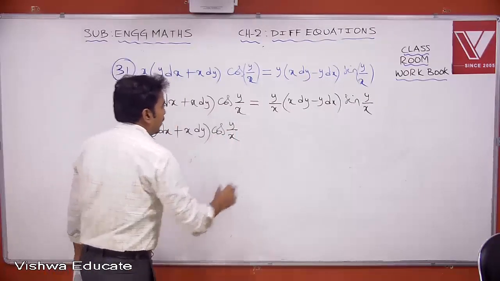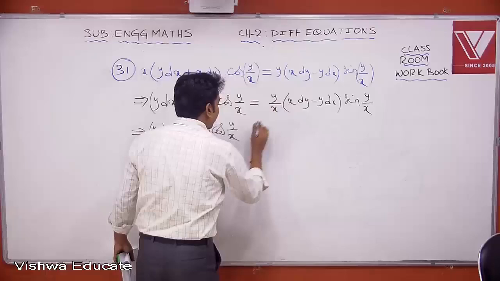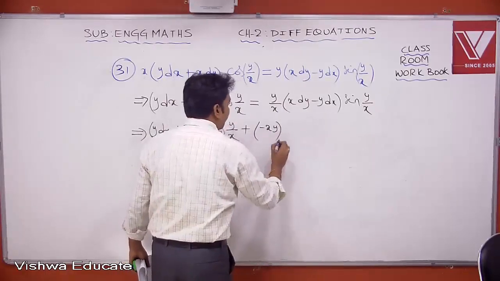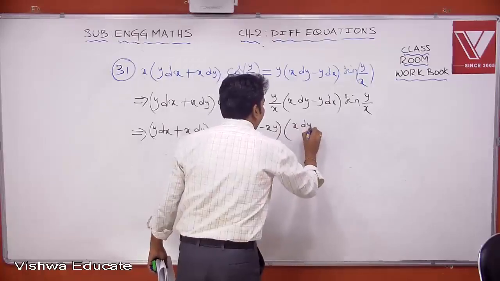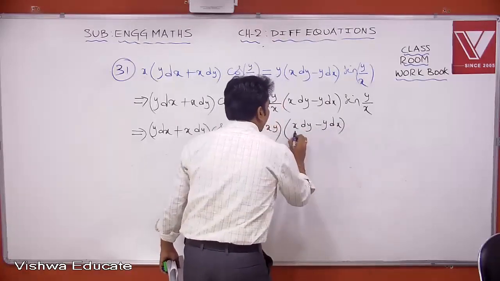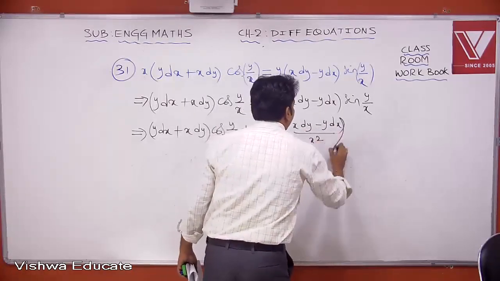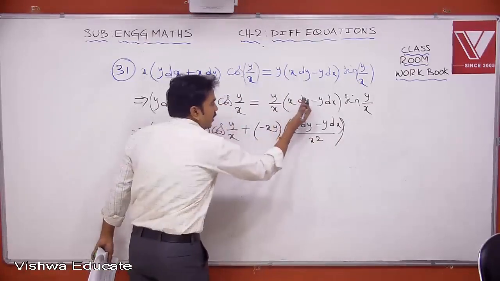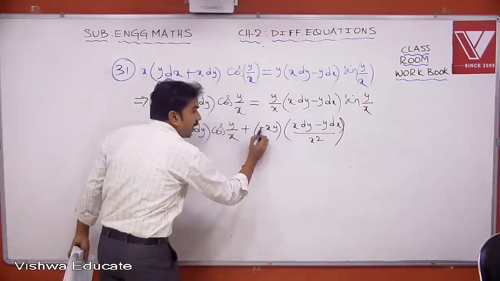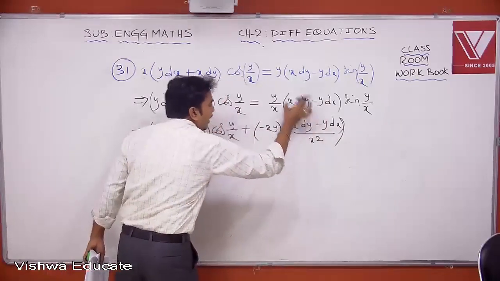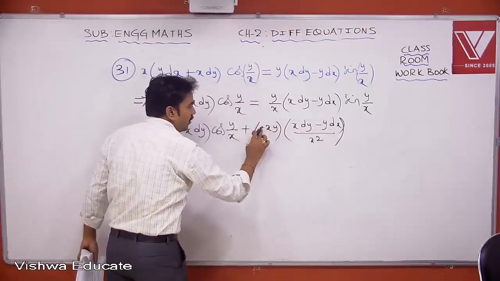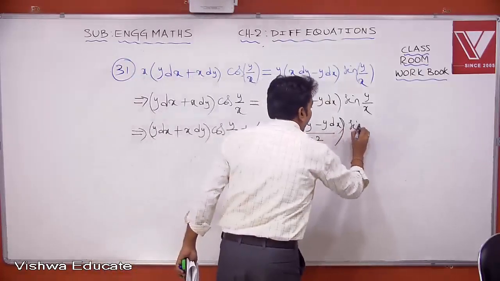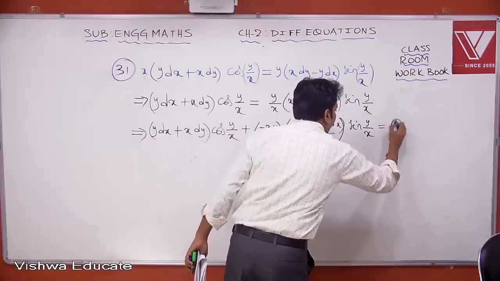Now what I will do is, you multiply this with x and divide with x. This is plus minus xy into, this is x dy minus y dx divided by x square, because already here x is there, so multiply with x and multiply with x. When you take this to the LHS, it becomes minus sign. So take this quantity on the left hand side, it becomes minus. So multiply with x, divide with x, you will get this into sine y by x equal to 0.